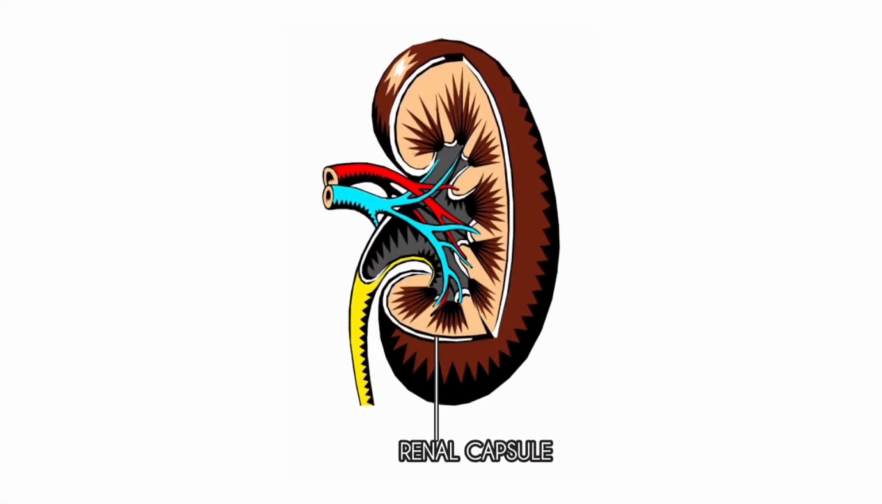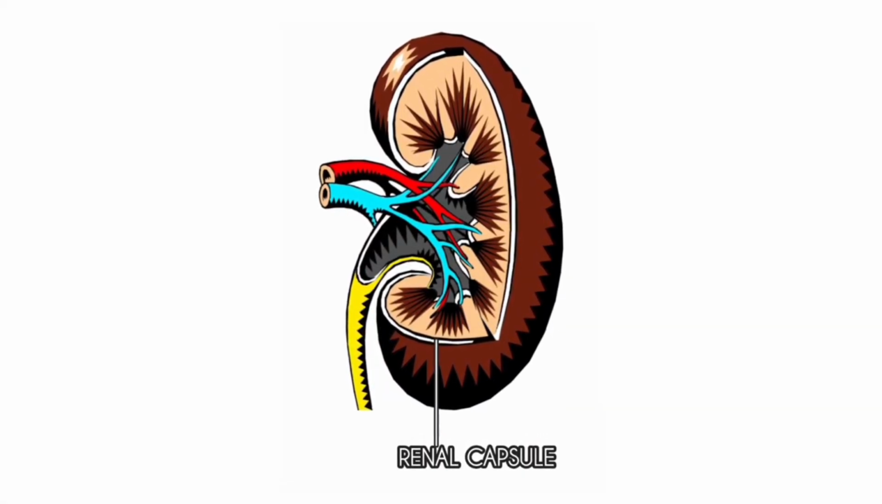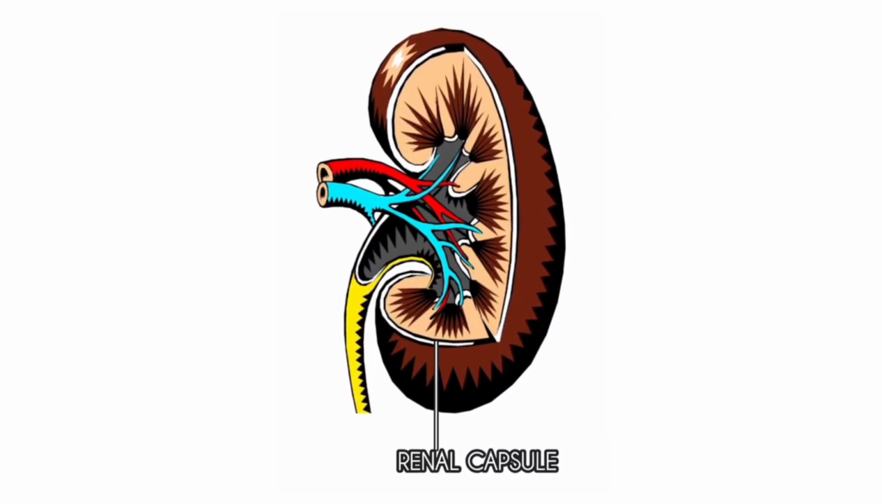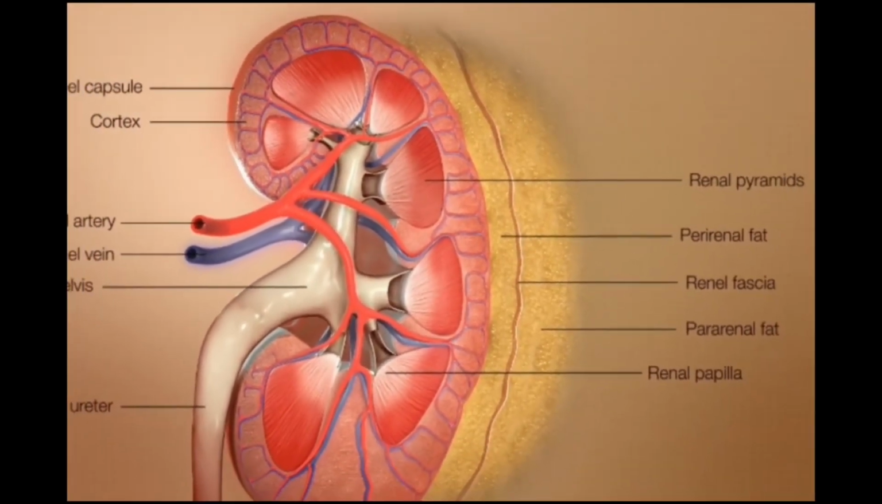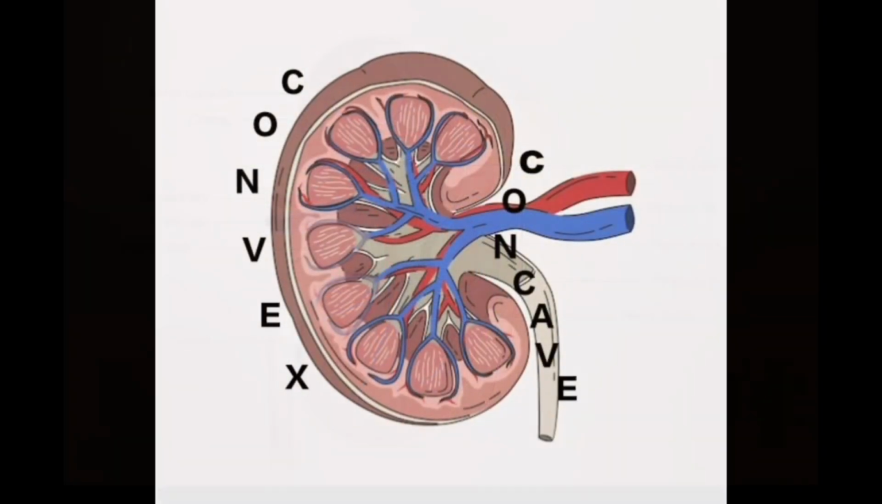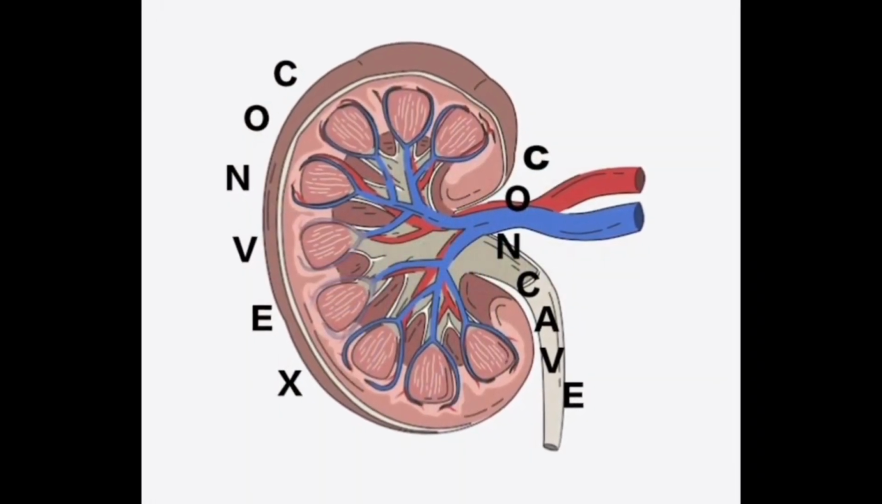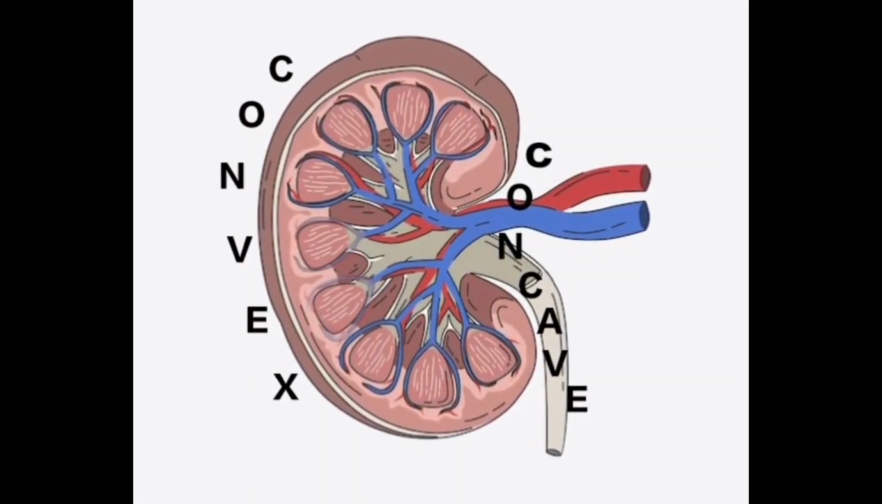Kidney is covered by a tough capsule of fibrous connective tissue called renal capsule. Two layers of fat are attached to the surface of each kidney to cushion them. The outer surface of the kidney is convex and the inner surface is concave in shape.